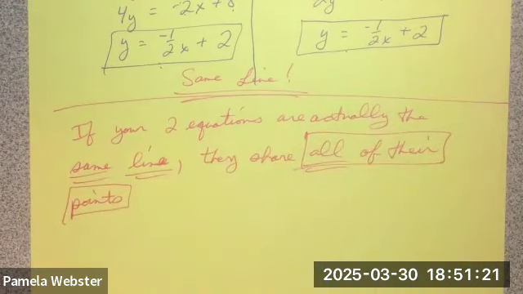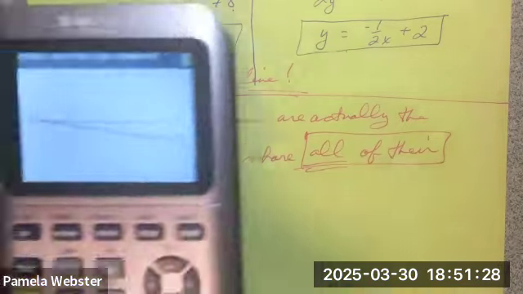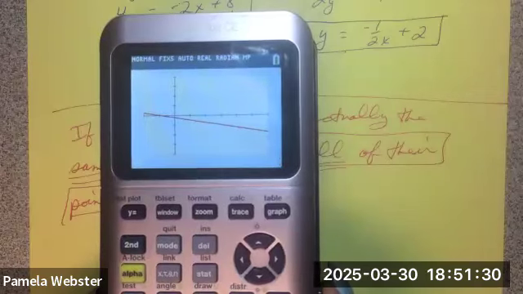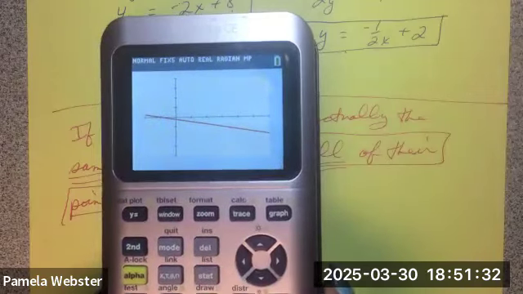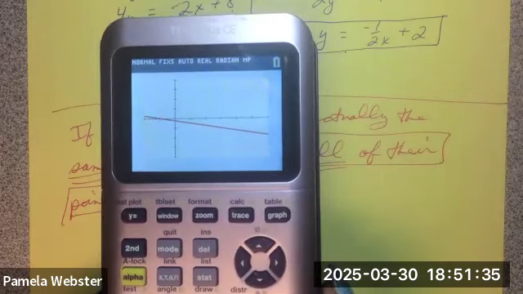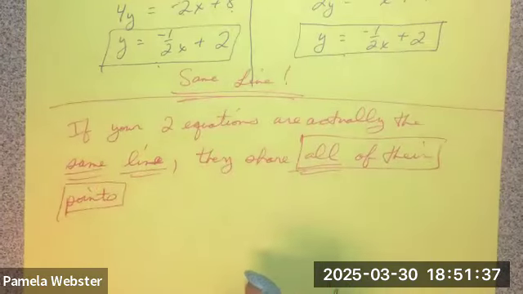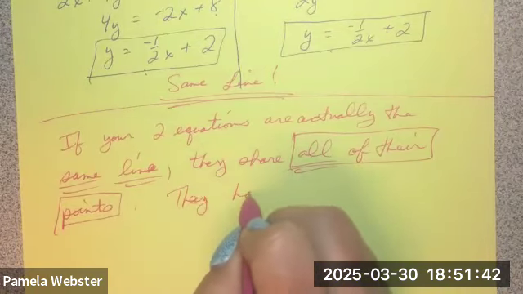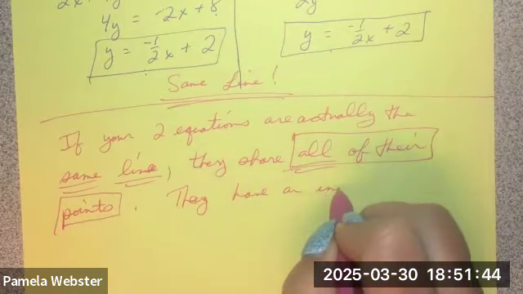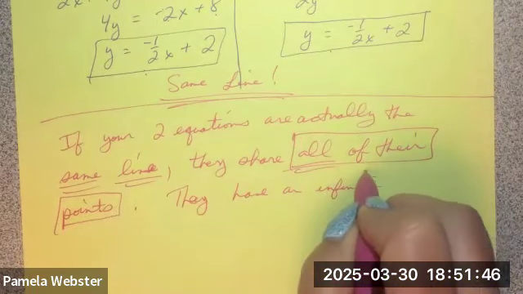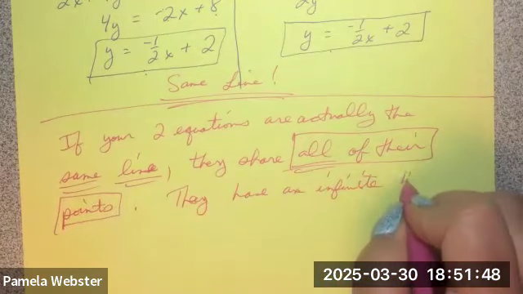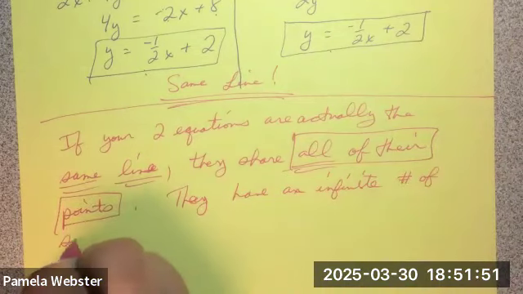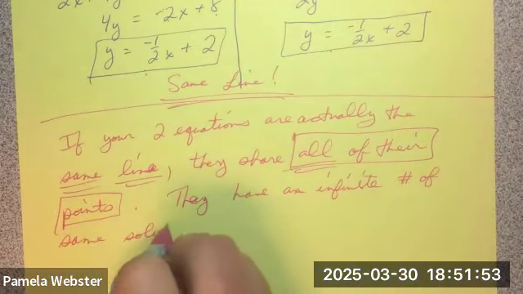Okay. So how many solutions is that? Is it 1? Is it 2? Is it 5? How far does that equation go in each direction? Infinity to the right, negative infinity to the left. So how many solutions? They have an infinite number of same solutions. So that's really a weirdo, right?